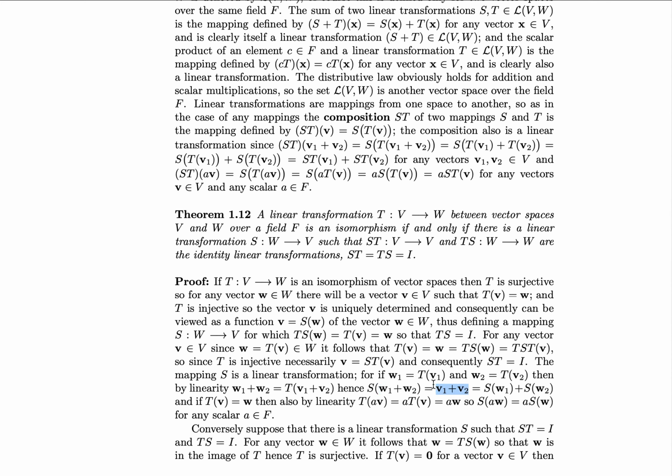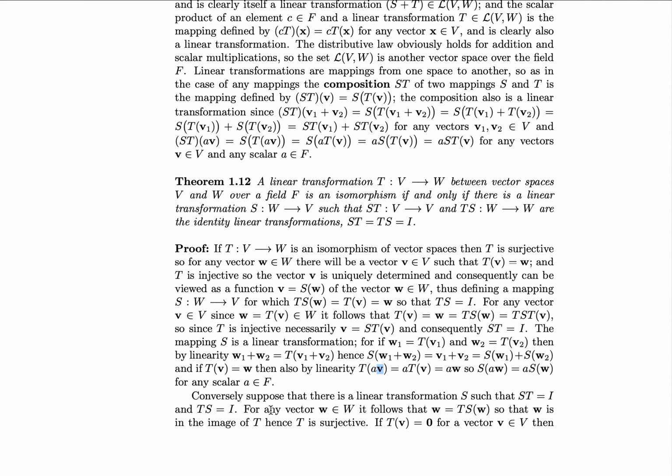And V1 plus V2, by definition, are going to be S of W1 and S of W2. And we'll note that if T of V is equal to W, then we can apply linearity. That is, T of aV is equal to a of T of V, which is equal to a of W. So we apply the reverse. This statement means S of aW is equal to aV, but we remember S of W is equal to V, so we get a times S of W for any scalar a in F. So it respects linearity, therefore it must be a linear transformation.